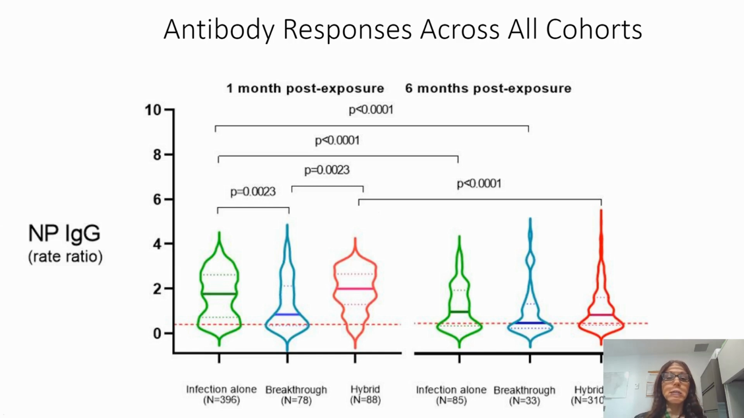Lastly, when looking at the anti-nucleocapsid results, we see opposite findings, where there's a significant decrease in the breakthrough infection compared to the infection alone and the hybrid group. And the positivity for anti-nucleocapsid in all cohorts is almost negative in all participants at 6 months, with a few participants showing some positivity.